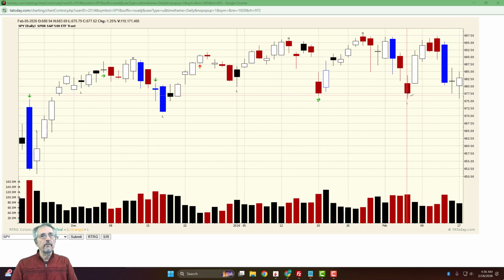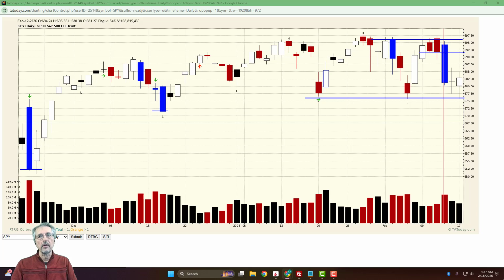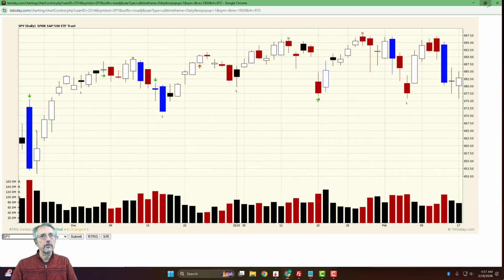But the bigger picture here is if it breaks, it's going to go to the 671 first, and then it's going to try to get down here to the 650 area. So you got a lot more risk on the downside than you do on the upside once it trades back into any area up in this section of the chart. So that's that one.